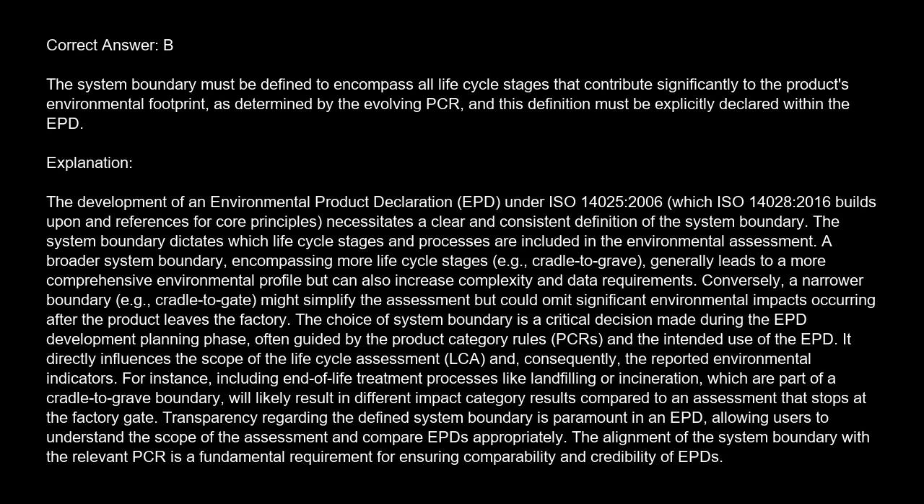The choice of system boundary is a critical decision made during the EPD development planning phase, often guided by the product category rules (PCR) and the intended use of the EPD. It directly influences the scope of the life cycle assessment (LCA) and consequently the reported environmental indicators. For instance, including end-of-life treatment processes like landfilling or incineration, which are part of a cradle-to-grave boundary, will likely result in different impact category results compared to an assessment that stops at the factory gate.